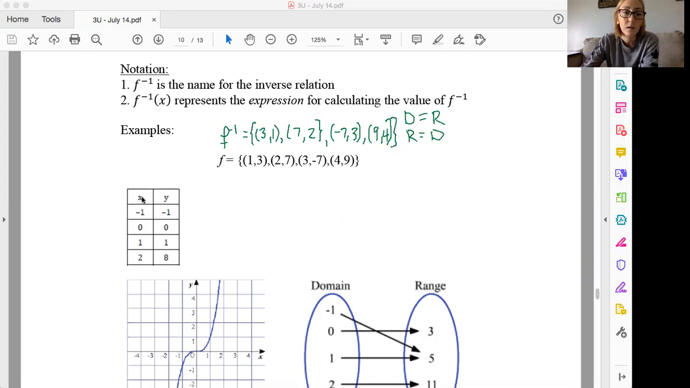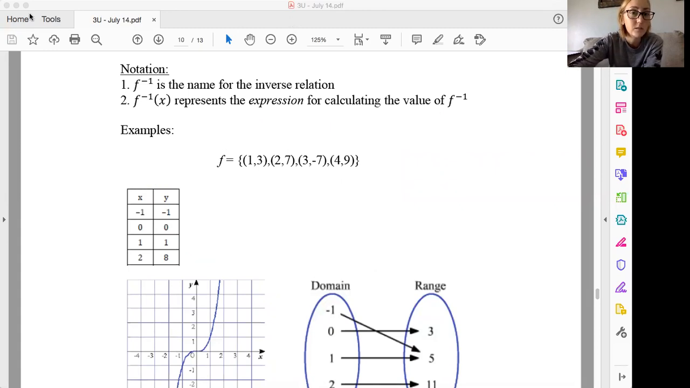Same with these guys. These literally just switch. I'm not going to rewrite the table of values, but this becomes -1 and -1, 0, 0, 1, and 1. The only thing that changes is this guy. It becomes 8 and 2 instead. Same if we look here. I'm going to clear this so we can go down the page.